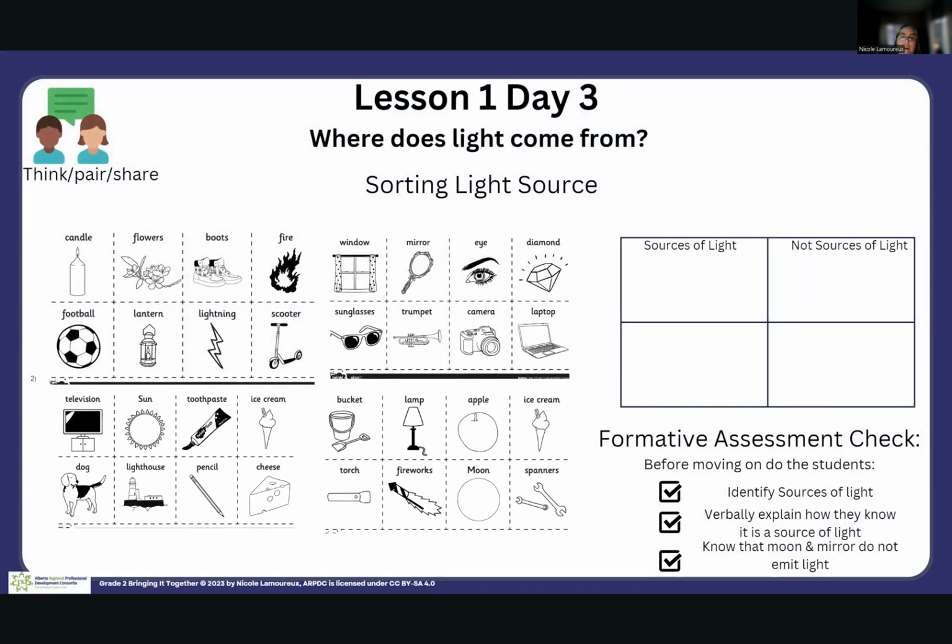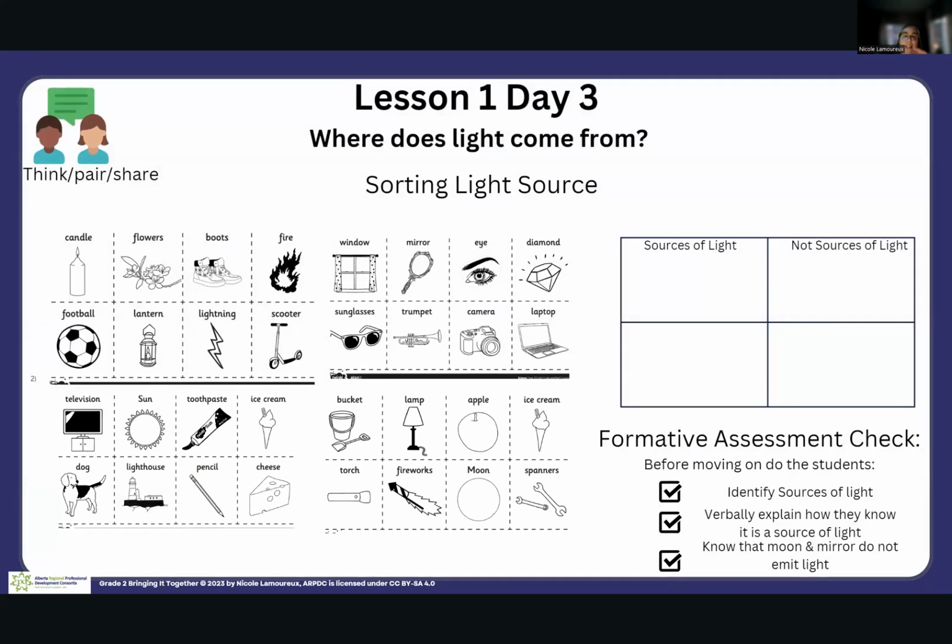And you do receive these, they're linked as well. So students could do this independently, but personally, I would do this in partners because I'm going to ask them to have a conversation. Why is this a source of light? Why is it not a source of light? And that allows you to not only observe, but to hear their conversation and hear their thinking for formative assessment. Can they identify the sources of light?